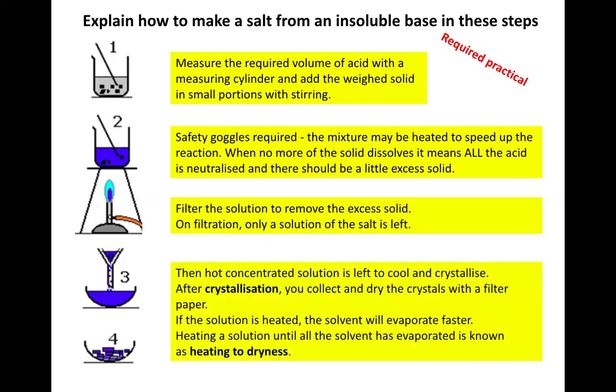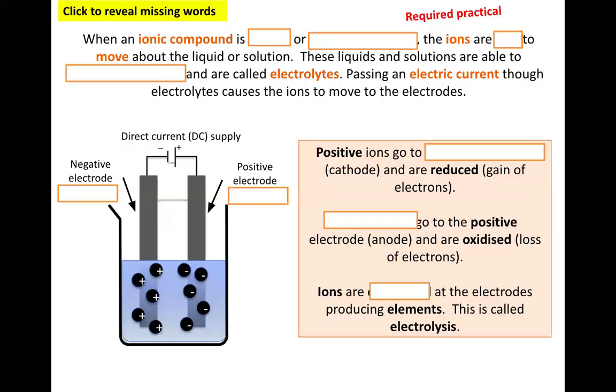The hot concentrated solution is left to cool and crystallise. After crystallisation, you'll see the crystals formed, and then you can dry them with filter paper. Now, if we heat the solution, that will get our solvent to evaporate much faster and dissipate into the air. Heating a solution until all the solvent is evaporated, the language we use is it's heated to dryness, till all the solvent has evaporated into the air.